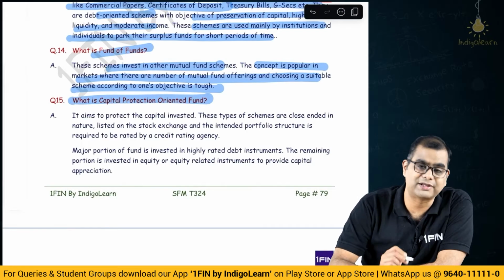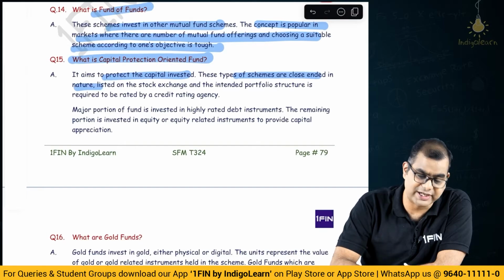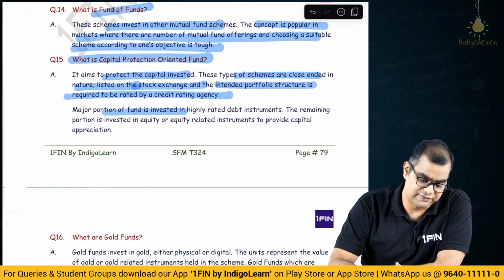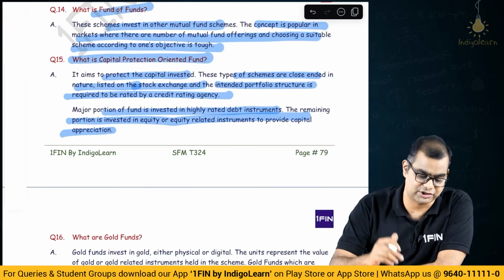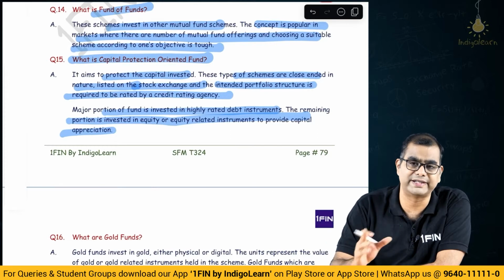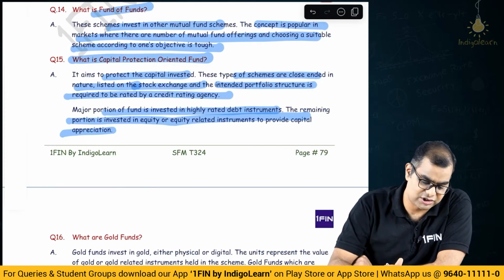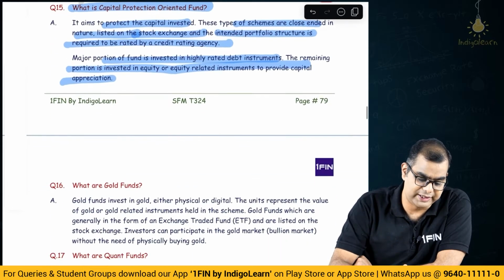Then you have something called as a capital protection fund. What is a capital protection fund? It aims to protect the capital invested. These types of schemes are closed-ended, listed on the exchange, and the intended portfolio structure is required to be rated by a credit agency. Major portion of the fund is invested in highly rated debt instruments. The remaining portion is invested in equity or equity-related instruments to provide capital appreciation. So you protect the capital by investing in debt, and you have some minor appreciation by investing some portion in equity. It's a closed-ended fund, and it is listed on a stock exchange.